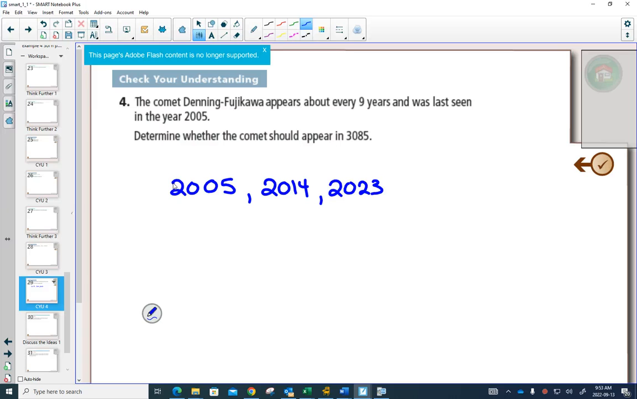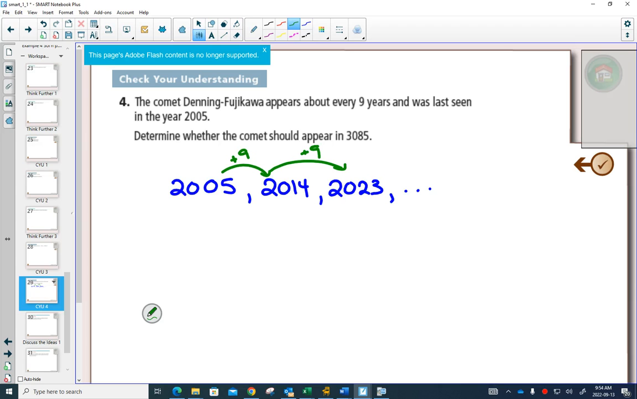This makes an arithmetic sequence because we are going up 9 every time. So method 1 that would work to solve this is we just keep writing years and see, do we hit 3085 or not? I hope you can see method 1 would be time consuming and possibly a little frustrating, because that's a lot of years to look forward. Since method 1 would work but doesn't seem very efficient, we start to look at, okay, maybe there's a way that we could use the formula.